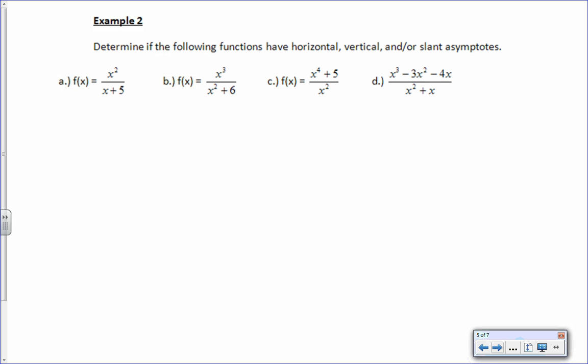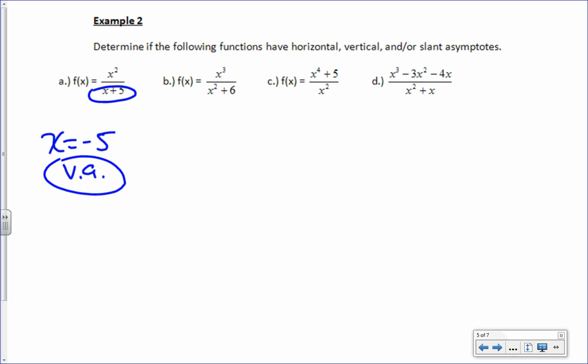So something that's not in the domain. What is not in the domain? X being -5 is a huge problem. Remember, to find verticals, the easiest thing to do is set the denominator equal to 0, so x equaling -5 is a vertical asymptote. And actually, this doesn't say that I have to find out what they are, does it? It just says if they have them. So does it have a vertical asymptote? Yes.